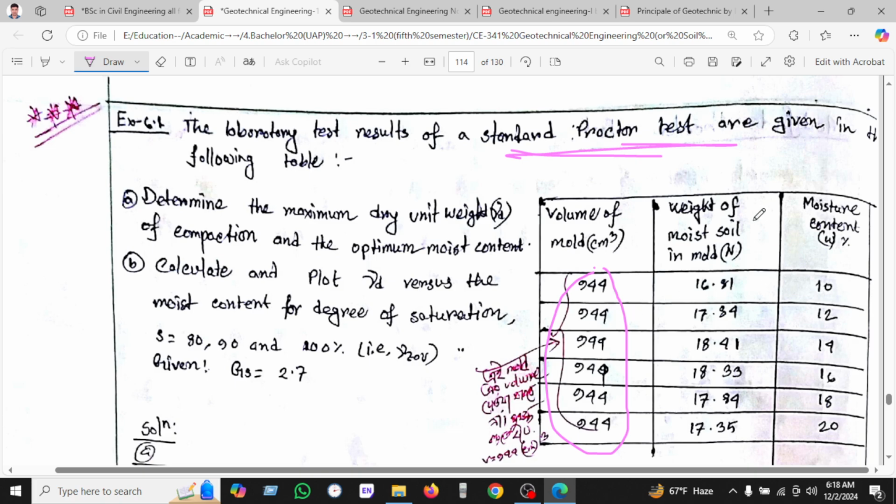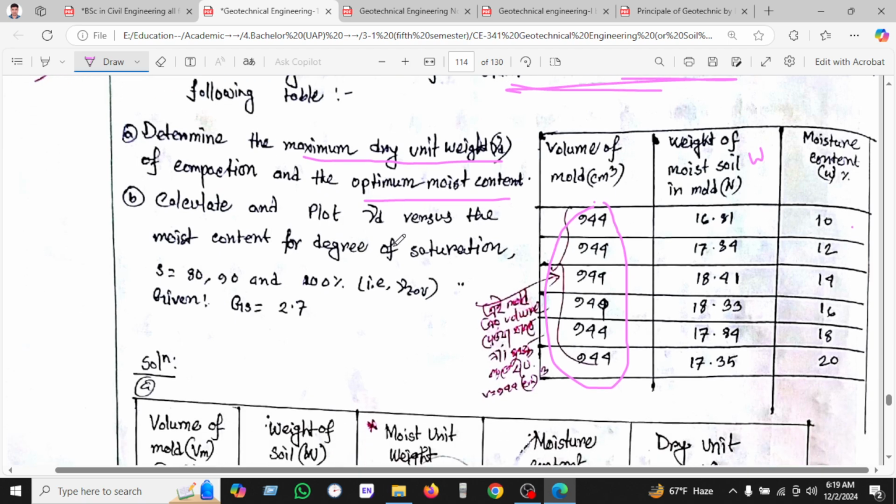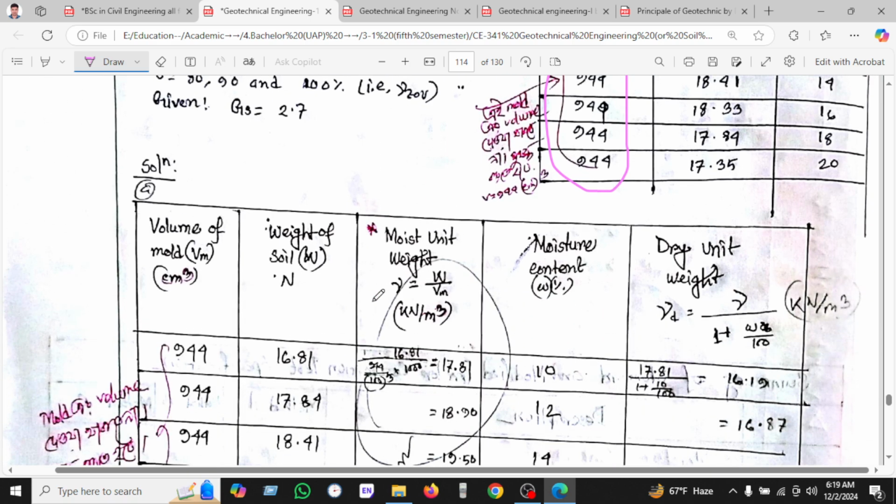Another is the unit weight of soil. Here is a table. The weight of the mold with soil is given as 16.81 newton, and the moisture content is given: 10%, 12%. So we have to determine the maximum dry unit weight, gamma d, of the compaction, and the optimum moisture content. Second, we have to calculate and plot gamma d versus moisture content for saturation of 80%, 90%, and 100%. Okay, let's see.